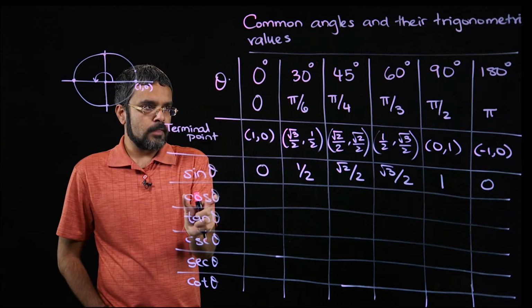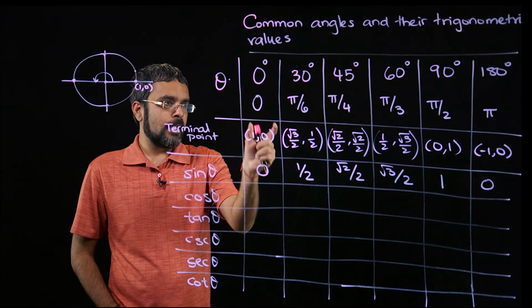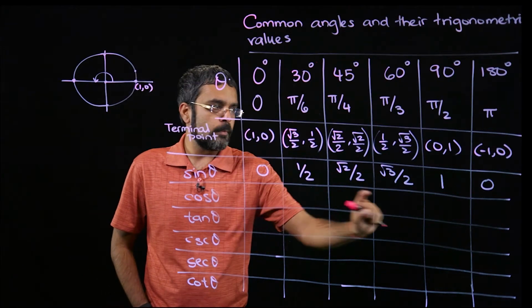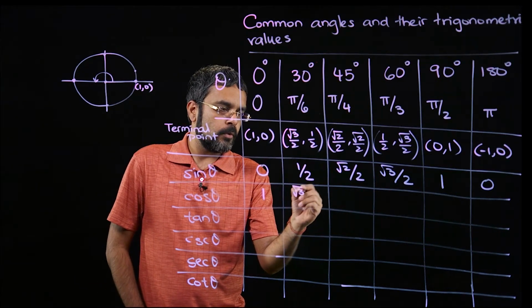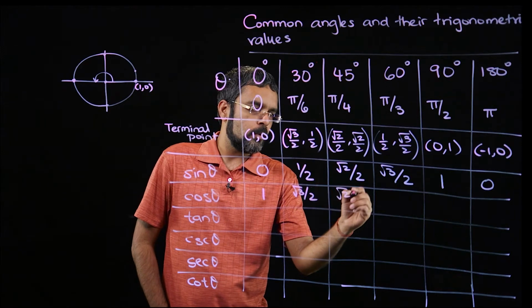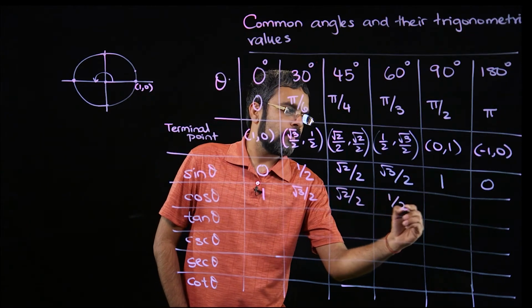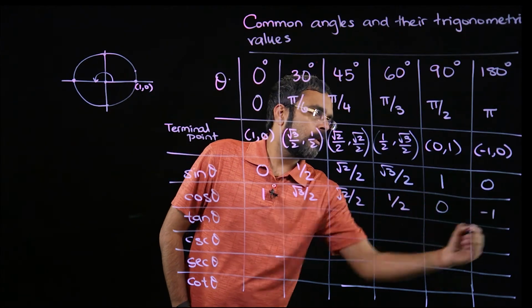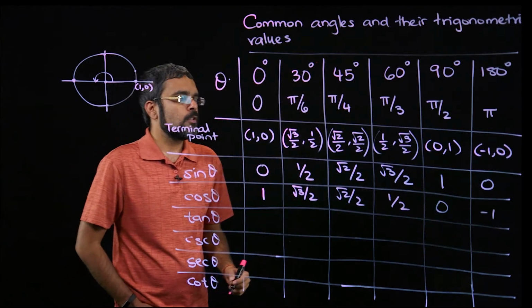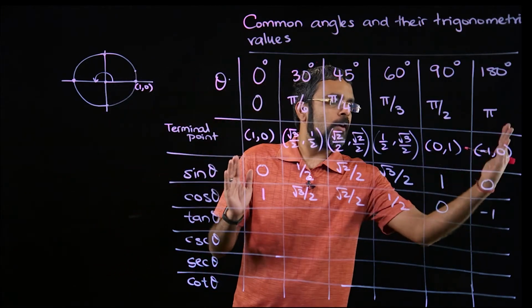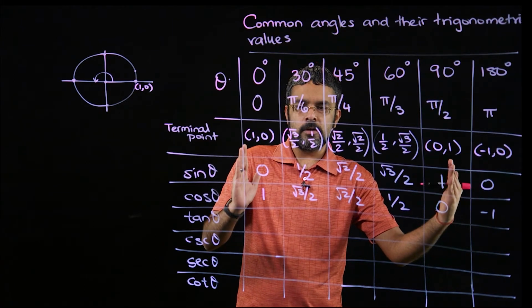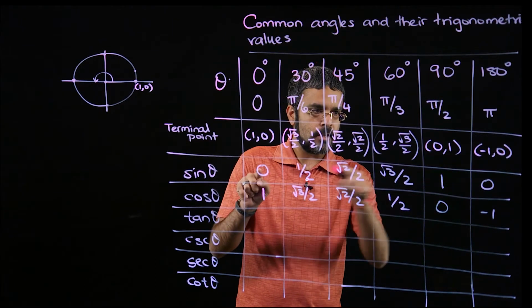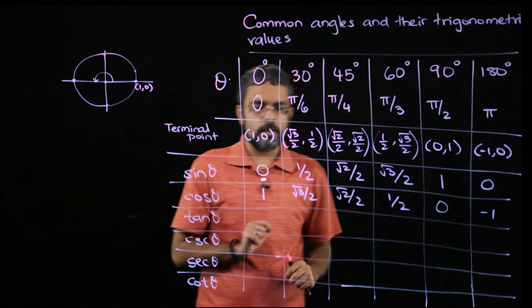Well, how do I get cosine theta? I can look at my points here and figure out what the x coordinates are, and that's going to be my cosine theta. So cosine theta is going to be 1, root 3 over 2, root 2 over 2, 1/2, 0, and -1. So again, if you leave out pi for now, cosine theta is exactly sine theta written in reverse order. If you write sine theta in reverse order, you get cosine theta.